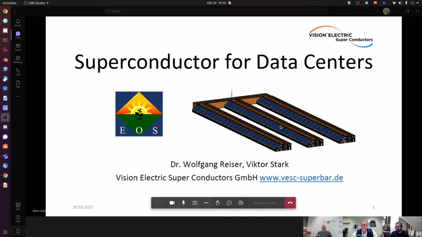Here you see our concept for a 100 megawatt data center to the right, and this is what we call the EOS data center. EOS stands for ecologically, open source, and superconductive. Viktor will now introduce us to the base concepts of superconductivity.